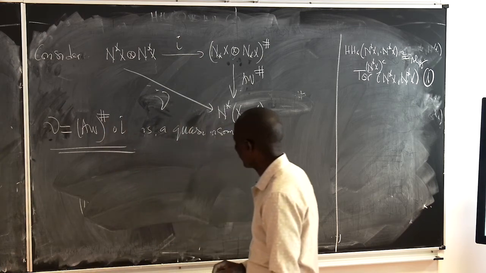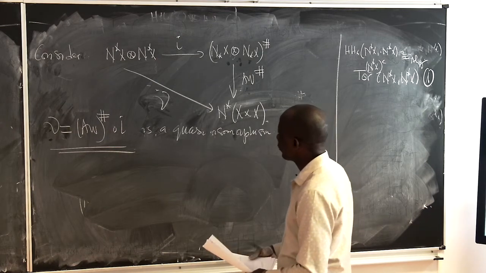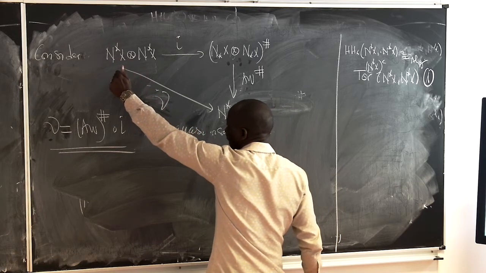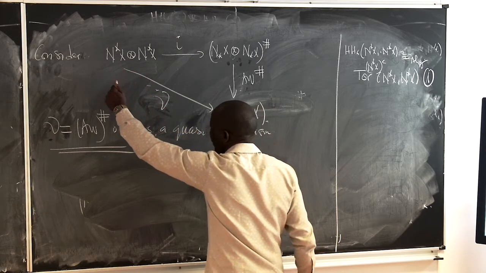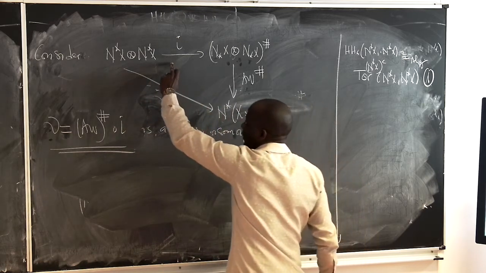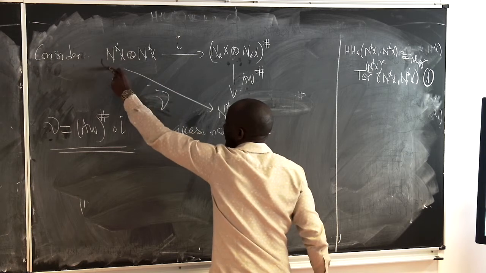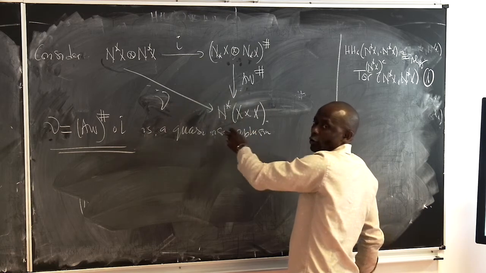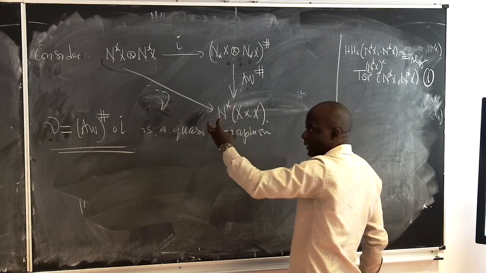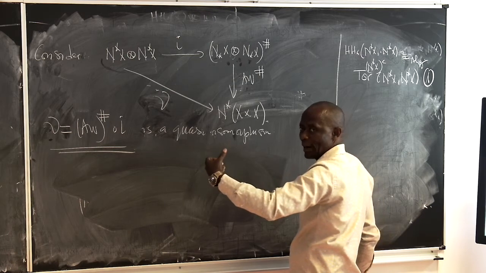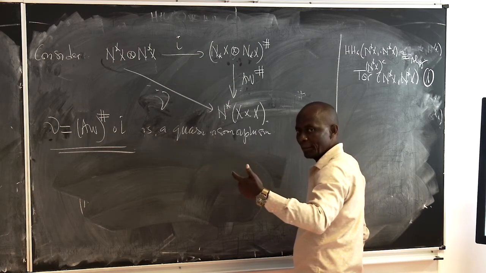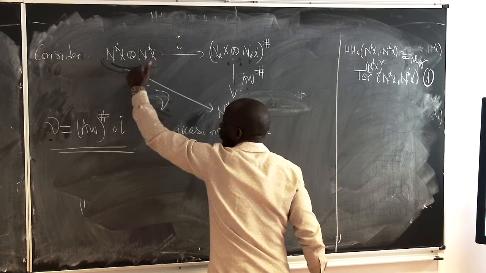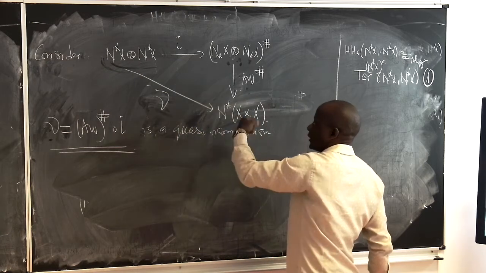Now, I will try to show that nx, the normal singular quotient, is a module over this algebra, and the same normal singular quotient is also a module over this algebra. And after that, I will try to show that the identity map is a linear map from the module over this algebra to the module over this algebra.